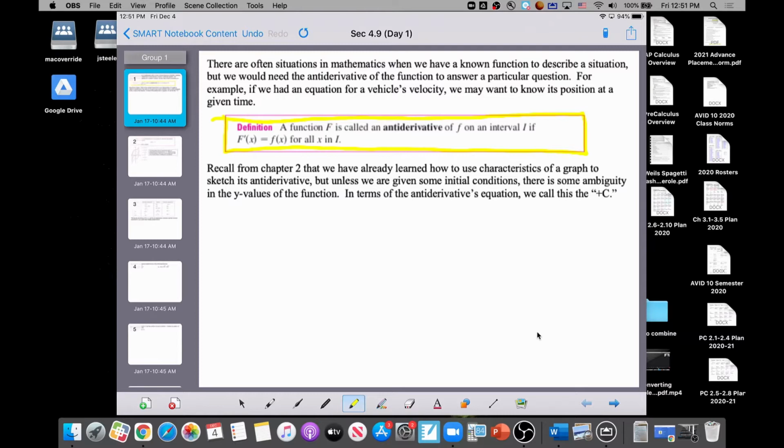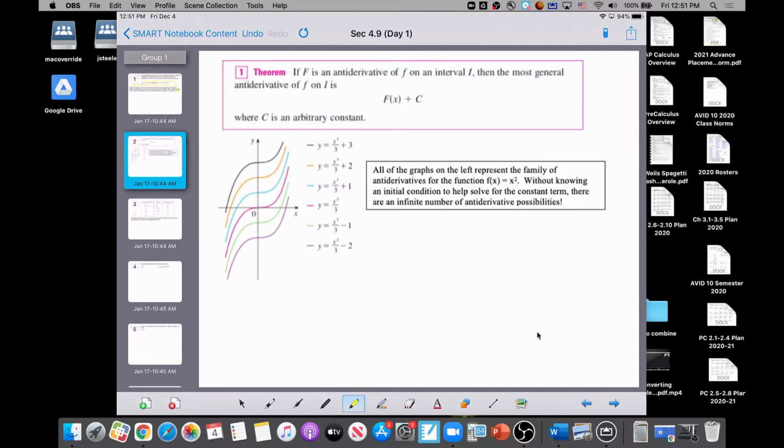And so this issue with going backwards and not knowing the constant term of the antiderivative, we call this the plus C, okay? The plus C. And so we have another theorem here. If capital F is an antiderivative of little f on an interval I, then the most general antiderivative of f on the interval I is capital F of x plus C, where C is some arbitrary constant. And we don't know what it is unless we have information that allows us to solve for it. And we will get to examples like that, and then you'll understand better what I'm talking about.